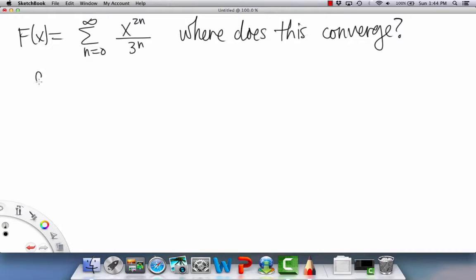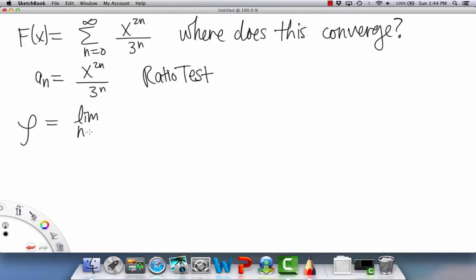But okay, so here's our a sub n. That is x to the 2n over 3 to the n. Okay. And in the evaluation of what r is, finding the radius of convergence and the interval of convergence, we're going to be using the ratio test a lot. So that's going to come into play here. It's going to be really handy. So first of all, let's do the fancy P, rho, it's called, the limit as n goes to infinity, and we're going to implement the ratio test.